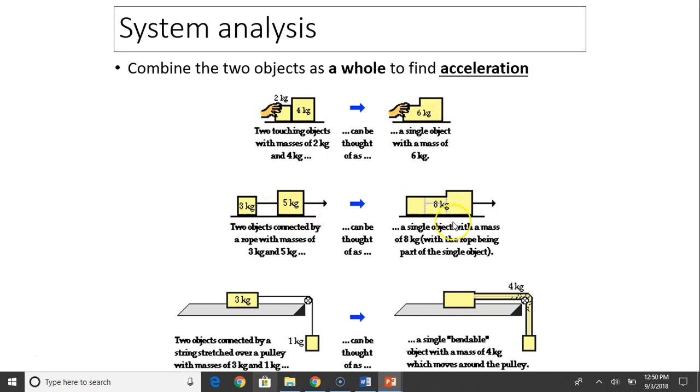Here is 3 and 5. You combine them into 8 kilograms. So there's just one force pulling a bigger object with 8 kilograms. Even with pulleys, you can combine the two masses into 4 kilograms.